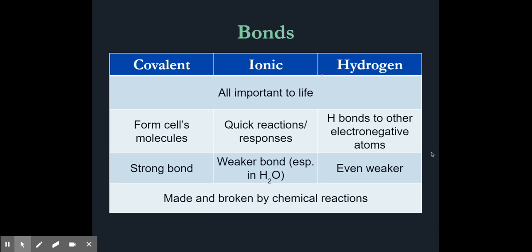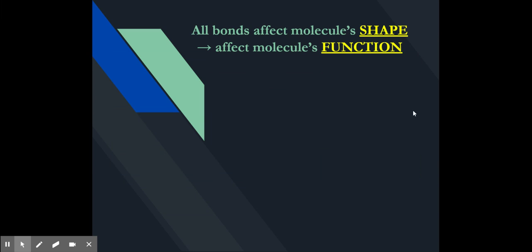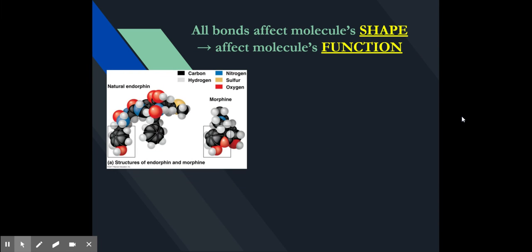These are even weaker, and at this point they're going to be bonding to our electronegative atoms again: the nitrogen, the oxygen, and the fluorine. A very rare occasion, the sulfur, but not so much here. All of these are going to be made and broken within our chemical reactions as we will be discussing them biologically speaking. So why are we talking about these molecules and bonds and all of this stuff? It's that all of this is going to affect a molecule's shape. This is a big theme in AP Bio here.